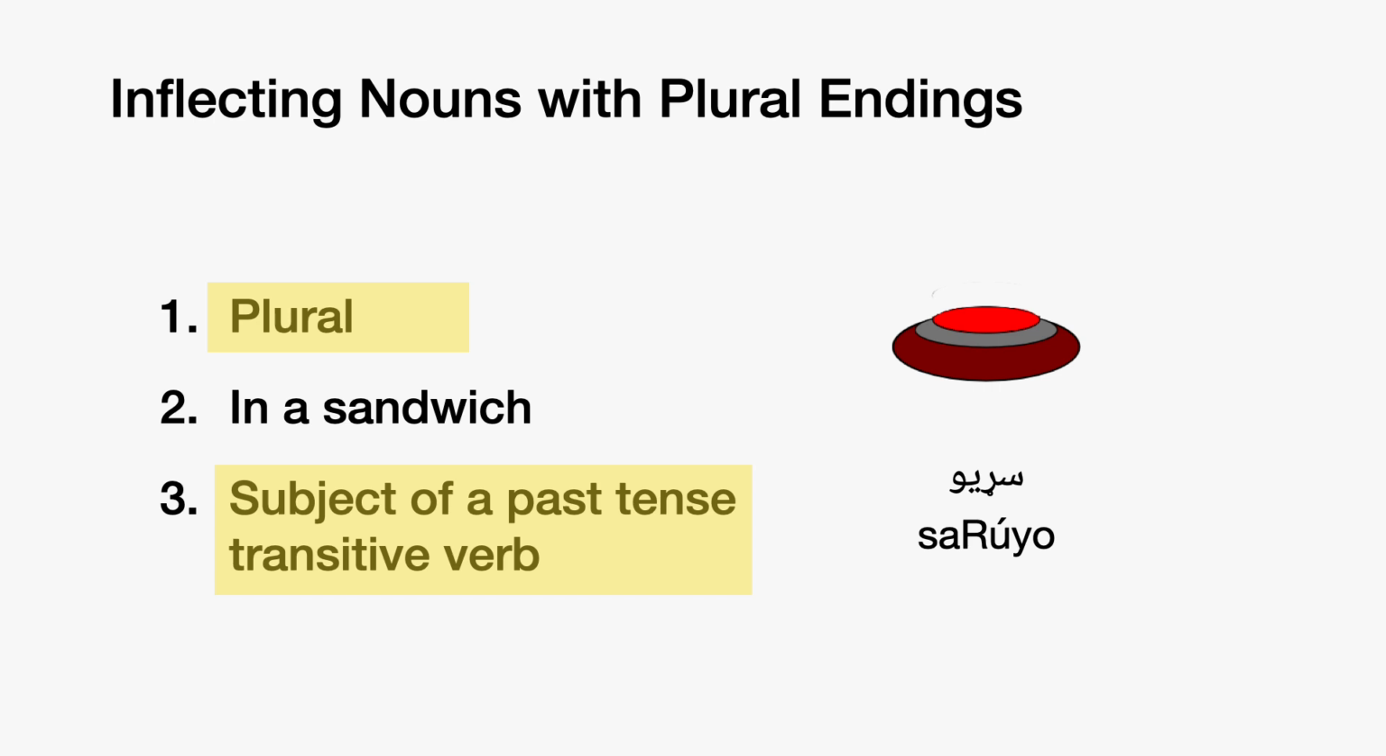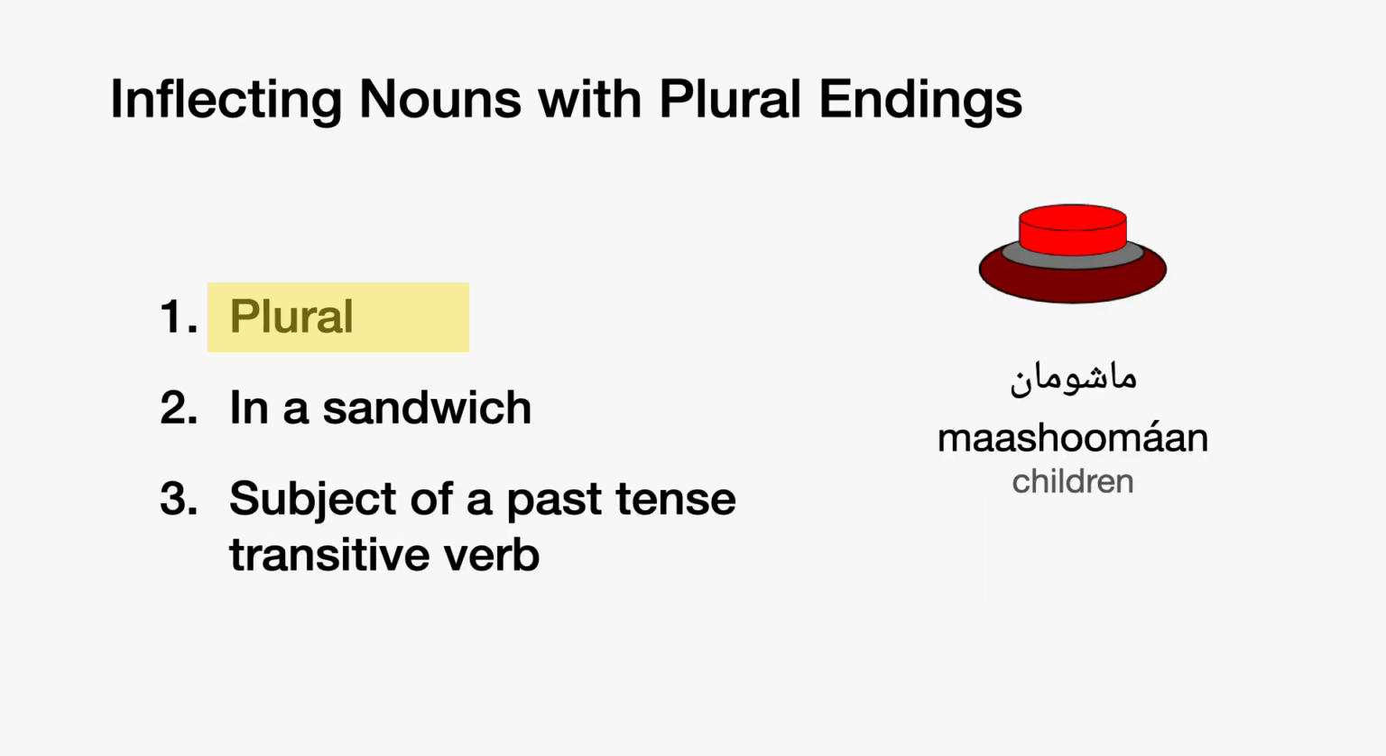So the question is, we've been using these nouns with plural endings like mashuman for children. So this is plural already. It's almost like we've used the first inflection, right? So it's plural. It's one reason to inflect. But what if it's also in a sandwich? Well, then we have to use the double inflection. And so we say mashumano.